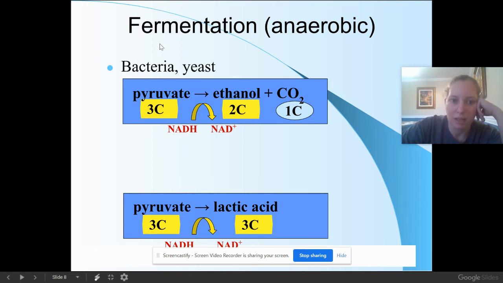A lot of bacteria and yeast are going to do alcoholic fermentation. So they recycle their NADH back to NAD plus by taking that pyruvate and converting it to ethanol. And then that NAD plus can go back to glycolysis. We utilize this process to make beer and wine and bread.